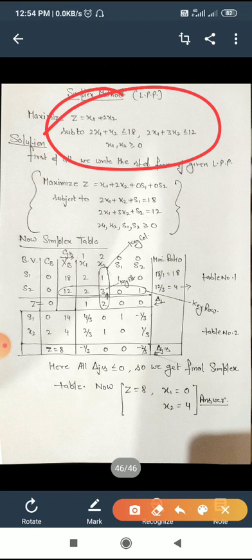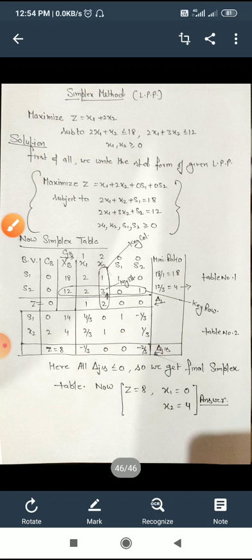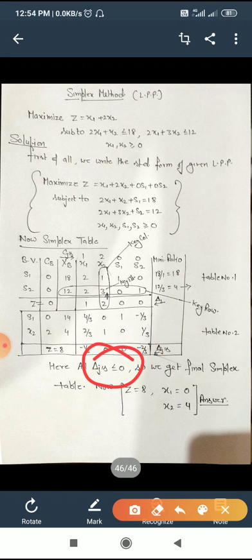If there is any positive value in this row, then we make that the key column, and taking the minimum ratio we find the key row, then we find the key element in the next table. We repeat this step until all delta j are less than or equal to 0. If this condition is satisfied, then we stop this procedure and we get the final simplex table.